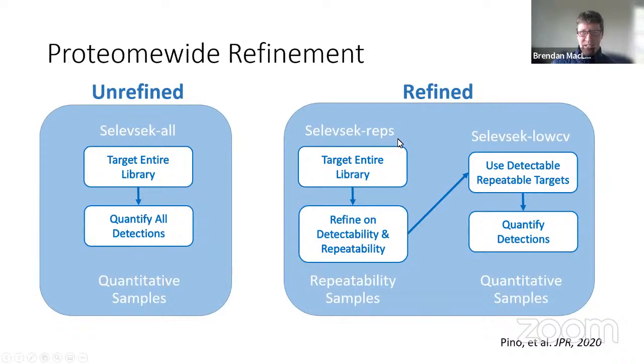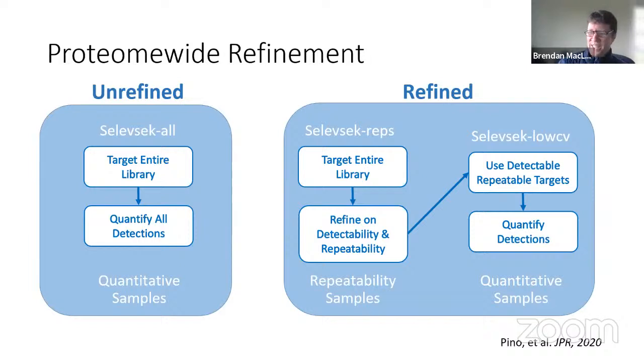where we had a document called Celebsec Reps. We imported the replicate data, the repeatability samples, on the entire library, then we did the refinement of detectability and repeatability. And then we just used all the things that we felt were detectable and repeatable, and then we were quantifying based on those. So that's the overview of these two data sets that Olga's already been talking about.